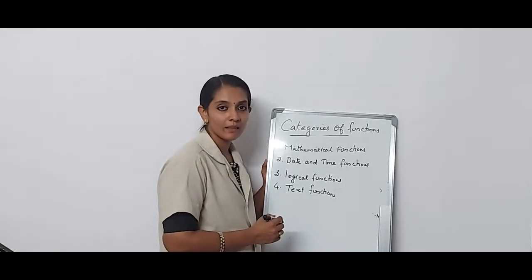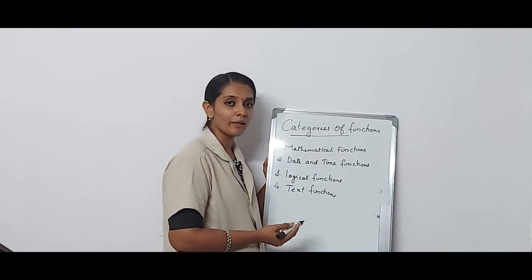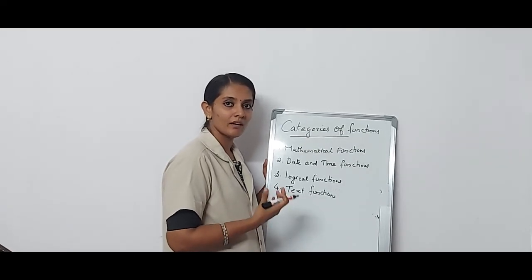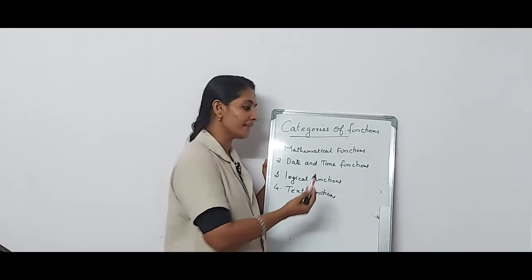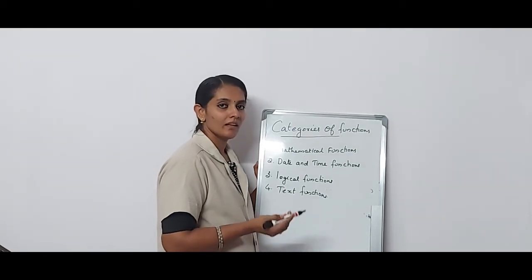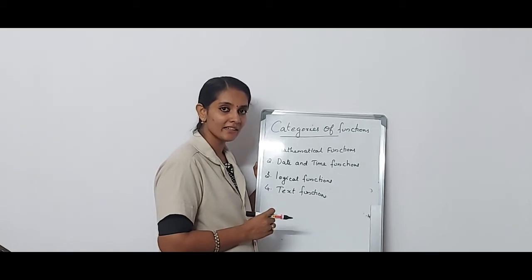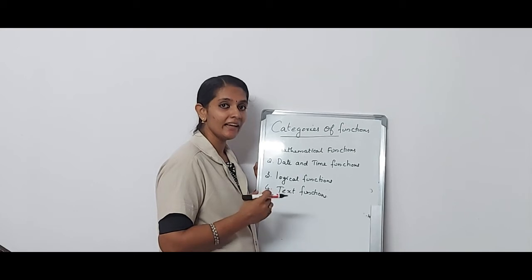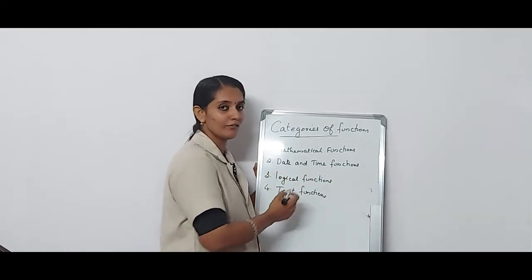First one is mathematical functions. Mathematical functions are used for performing mathematical operations like addition, subtraction, multiplication. These operations can be performed easily using mathematical functions. Next is date and time function. These functions calculate day, month and year in a date and hour, minute, second in a time. So for this we can use date and time functions.